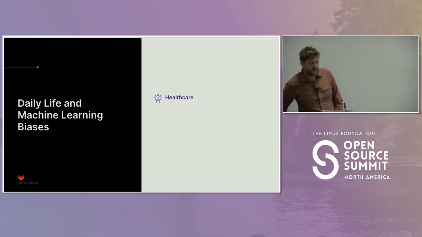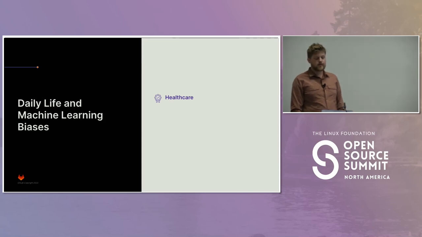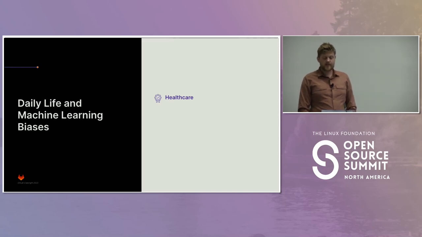Another way health insurance companies may face machine learning bias is through predictive modeling to identify individuals who are at high risk of developing certain health conditions. These models may be trained on data that reflects existing biases in healthcare access or treatment, which can result in certain groups being unfairly labeled as high risk and charged higher premiums or denied coverage.